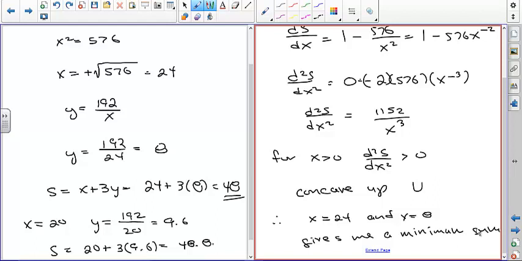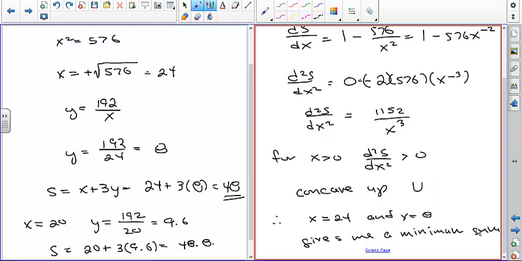Anybody got any questions on how that works? So we've used both the first and second derivative test. Well, actually, we used the critical numbers to determine the possible points that were minimums or maximums. Then we used the second derivative test to figure out whether it was a minimum or maximum. In this case, it was a minimum. We eliminated any solutions that were outside of the domain of the problem statement.